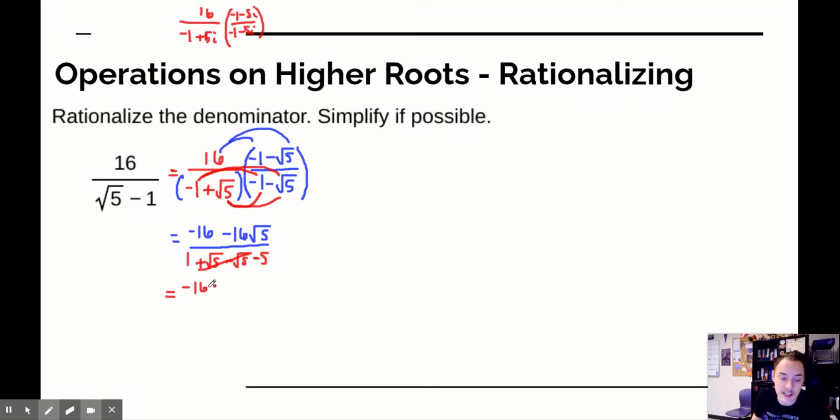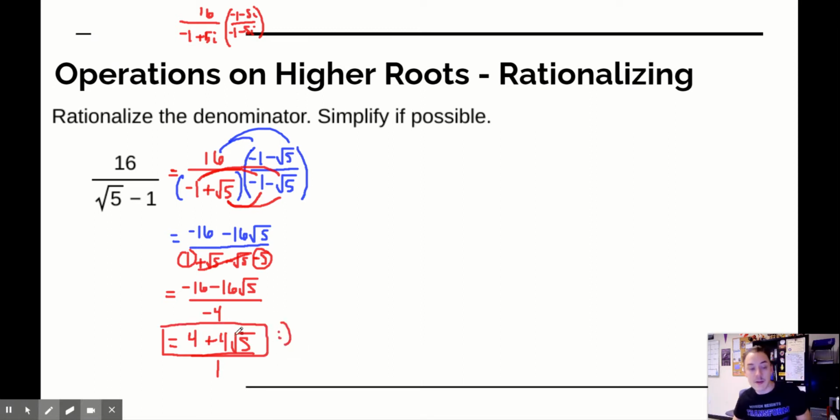So this is going to be negative 16 minus 16 radical 5, all over negative 4. I can divide, because 1 minus 5 is negative 4. I can divide each one by negative 4, so I'll do that. Negative 16 divided by negative 4 is a positive 4, radical 5. And then negative 4 divided by negative 4 is, of course, 1, which we can do, but we don't really need to. This is my final answer. So that is how you break it down. Not too bad. Complicated, sort of, but not awful.